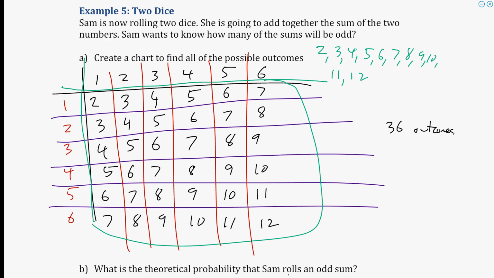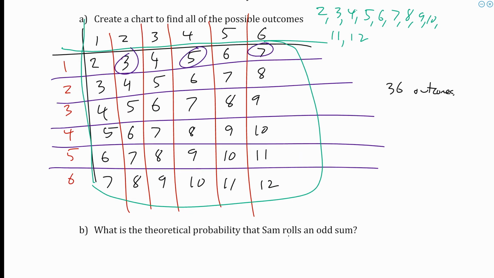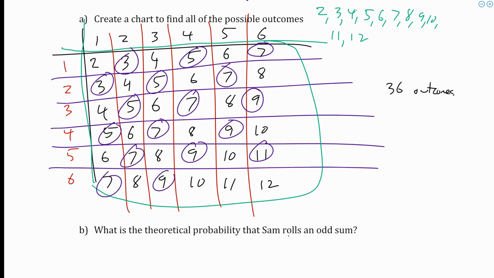Now, what's the theoretical probability that Sam rolls an odd sum? So now what we do to find this is we go through, and we know there are 36 in total. So why don't we just count them from the chart? 1, 2, 3, 4, 5, 6, 7, 8, 9. Oh, this isn't too surprising, is it? 10, 11, 12, 13, 14, 15, 16, 17, 18. I suppose that's not surprising.